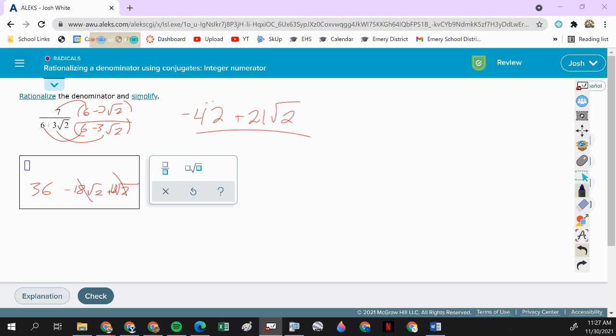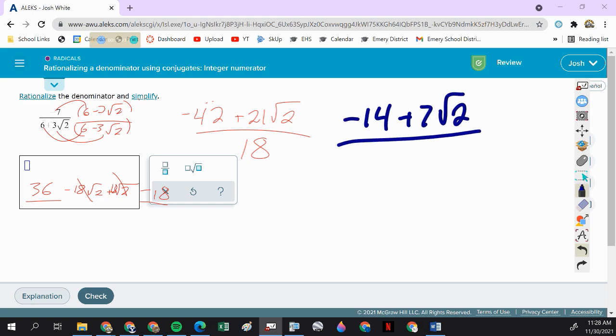The square root of 2 squared is just 2. So negative 9 times 2 is negative 18. And 36 minus 18 is 18. Is there a number that goes into all three of those? 3. So we get 14 plus 7 root 2 over 6. That's it. Okay. Get to work.